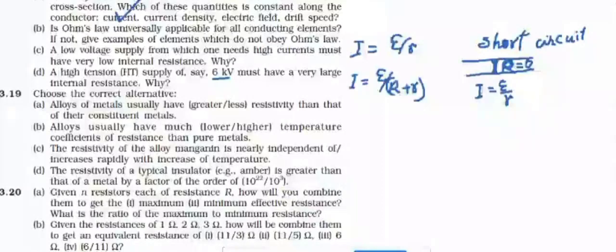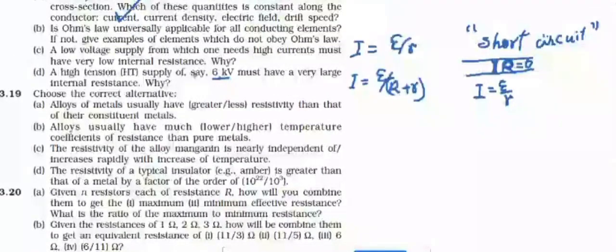So if you want to limit the current, what is the option? The value of small r should be high. If the value of small r is high, then the current will be less. So what is the purpose of having high internal resistance? The high internal resistance is required to reduce the current at the time of short circuit.